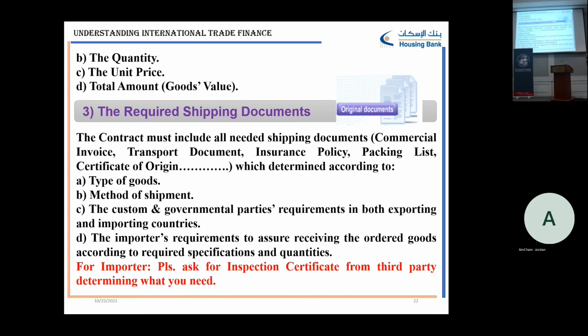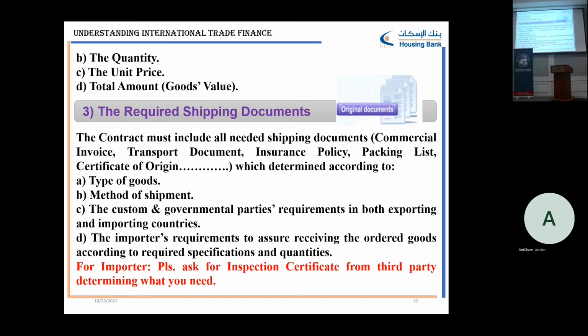What documents may the shipping goods require? Actually, we have the commercial invoice, we have the bill of lading or the transport company document, or the airway bill, depending on the method of shipment. We have the certificate of origin, we have the packing list, we have the insurance policy, and we have many other documents related to the item. For example, if we have food, we need the health certificate. If we have medicine, we need an analysis certificate and so on.